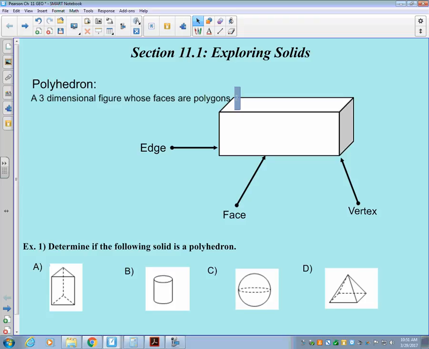You guys are going to mark these components on your diagram. So you have the word and you have the figure. All you need to do is draw the line. So an edge is where 2 faces meet. It creates a line. So you see how the edge of our polyhedron makes a line.